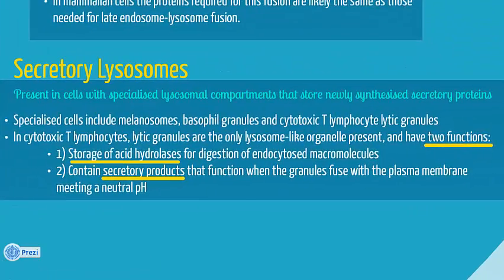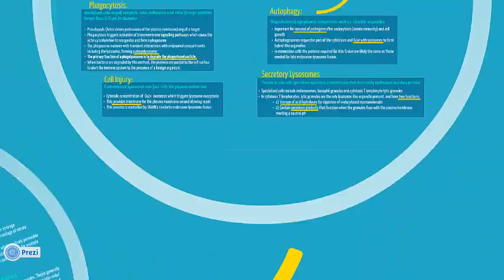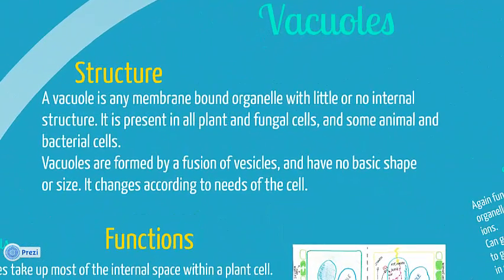Secretory lysosomes are present in cells, with specialized lysosome compartments that store newly synthesized secretory proteins. These cells include melanosomes, basophil granules, and cytotoxic T lymphocyte lytic granules. Finally, we move on to the structure of vacuoles. A vacuole is a membrane-bound organelle with little or no internal structure and is formed by a fusion of vesicles.